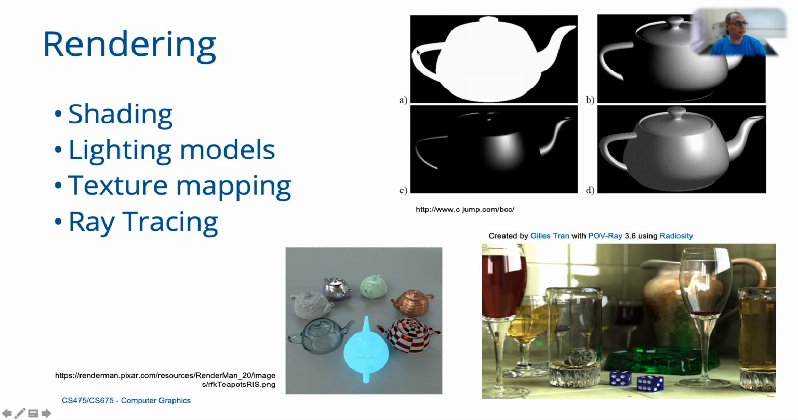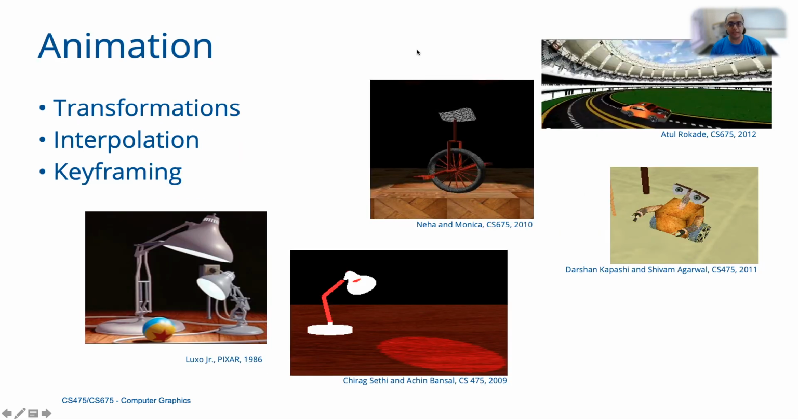The final part of computer graphics is, of course, animation. So we all know what animation is because we have seen animated films. Animation is basically moving the objects that are there in our scene around, and this movement can be done in various ways.